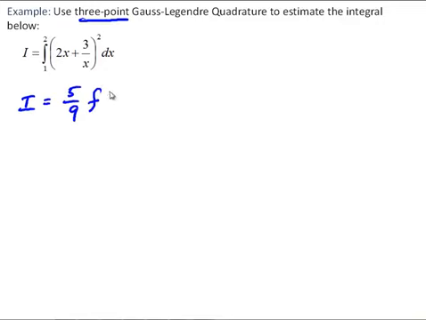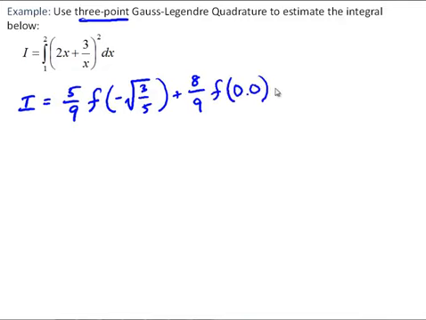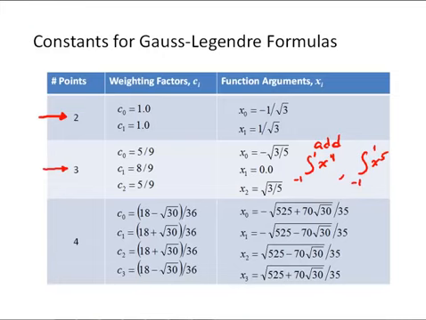From the table, that 3-point Gauss-Legendre is going to be I is equal to 5/9 times f evaluated at negative square root of 3/5, plus 8/9 times f evaluated at 0.0, plus 5/9 times f evaluated at the square root of 3 over 5. Again, those results are just coming from this table here. There's the 5/9, 8/9, 5/9, and here are the x locations where we're taking those function evaluations.